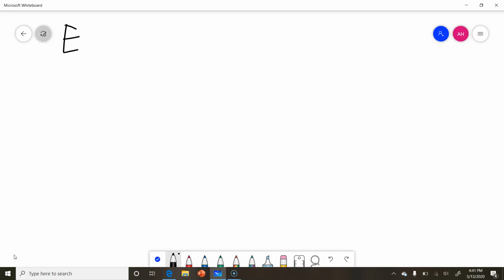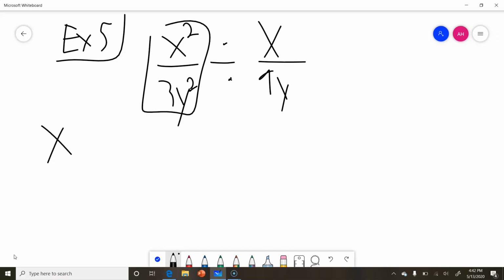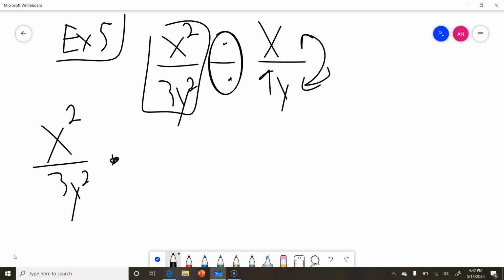So if this is example 5, just a reminder: if you have x squared divided by 3y squared, and then you have that divided by x over 9y, what you do is keep, flip, change. So you keep x squared over 3y squared, then the division turns into a times, which I'm going to write as a dot, just so we don't get confused with the x. That's the change. And then we flip these guys, and we get 9y divided by x.